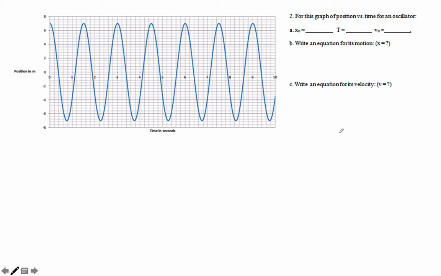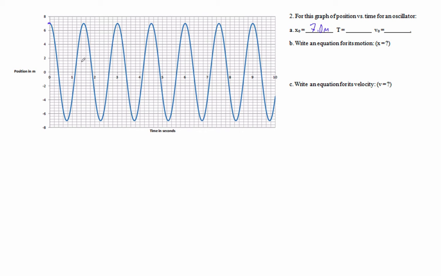For this graph of position versus time, find the amplitude, the period, and the maximum velocity. Okay, let's see. Amplitude looks to be about, notice that this looks like a cosine function, right? I'm going to say 7 meters.